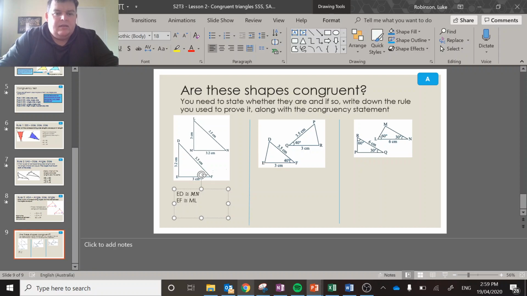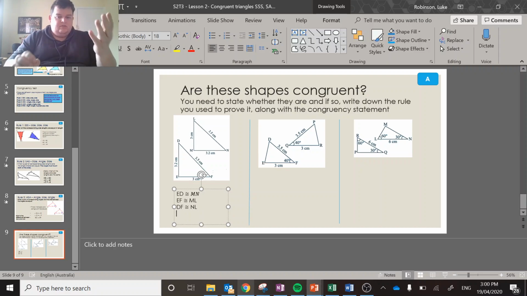And then lastly, D to F is congruent with N to L. Right? Cool. So if you want to add on to that, you can say therefore, triangle DEF is congruent to triangle LMN. Right. Cool. That was side, side, side.